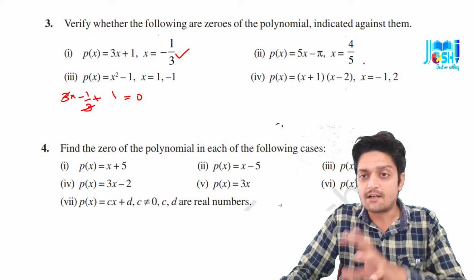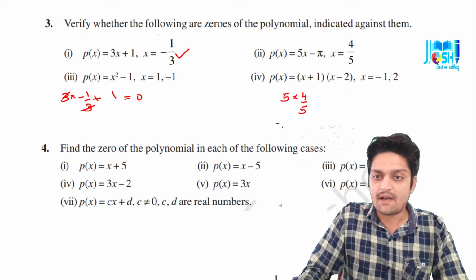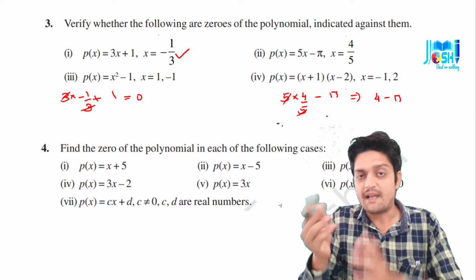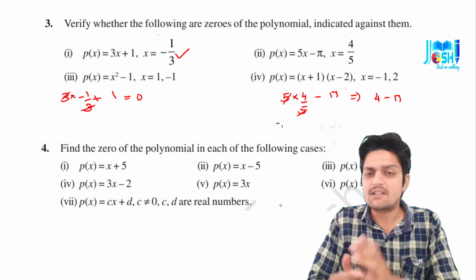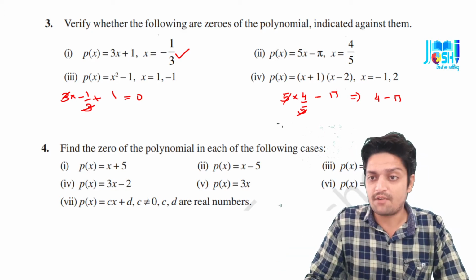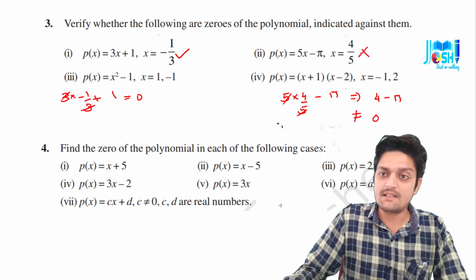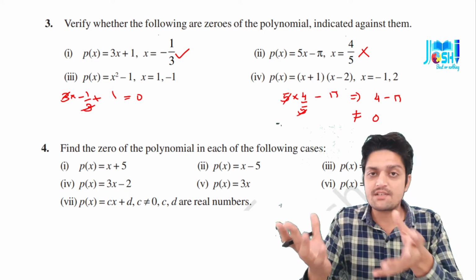Let us solve the second question. x is equal to 4 by 5. So 5 into 4 by 5 minus pi. So 5 and 5 will be cancelled, so the answer I will get is 4 minus pi, but pi's value, as you all know, is 1.73, otherwise 22 by 7, but whatever it is, that is not 4. So here you will not get the answer 4. So this is not the 0 of the given polynomial. Like this only, the third and fourth questions also you have to solve.